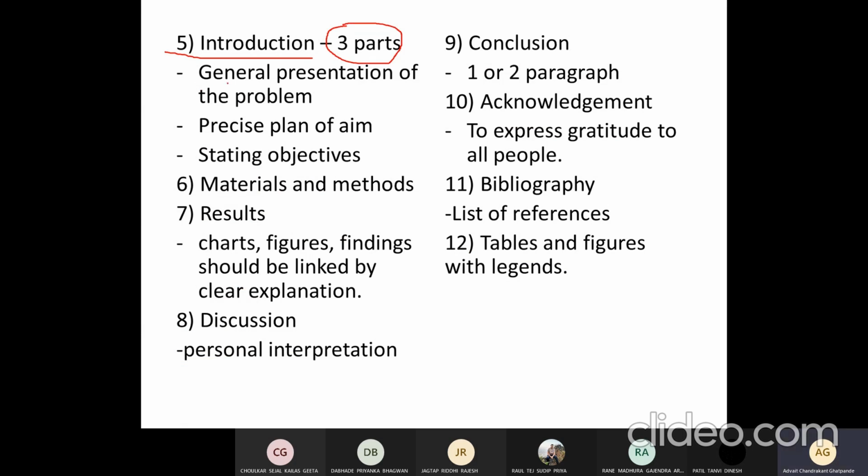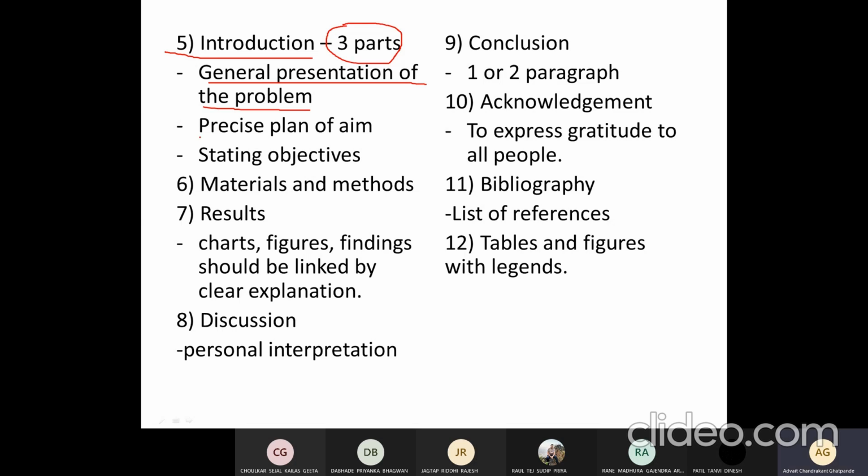The first part is general presentation of the problem. On which problem you are working, that problem should be presented in a generalized manner. Okay? कुठल्या गोष्टीवर तुम्ही काम करत आहात, कशाबद्दल तुम्ही माहिती लिहित आहात, that should be presented here in a simple language. Okay, so the first part of introduction should be general presentation of the problem.